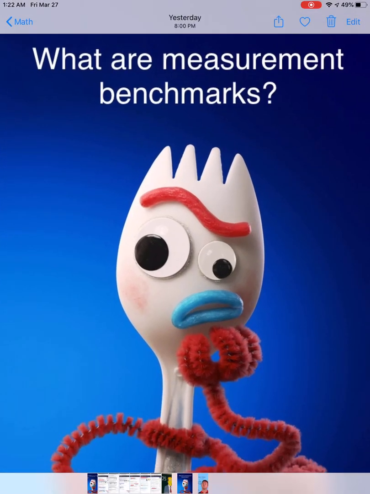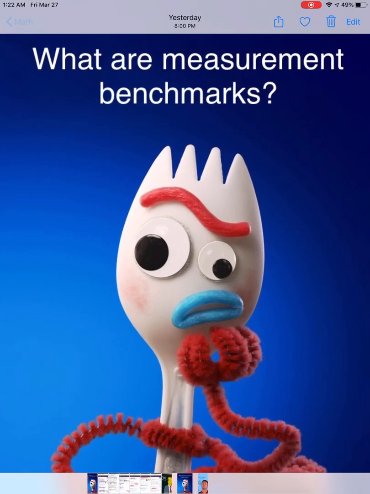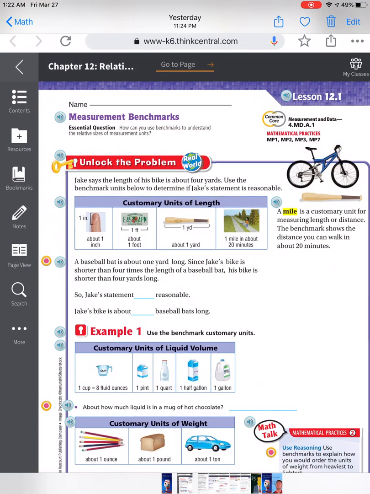My question is, what are measurement benchmarks? Forky wants to know. I do too. And as a matter of fact, I think that this is a lesson that we were working on the last day of school that we were actually in the building. So let's take a look at it again now.